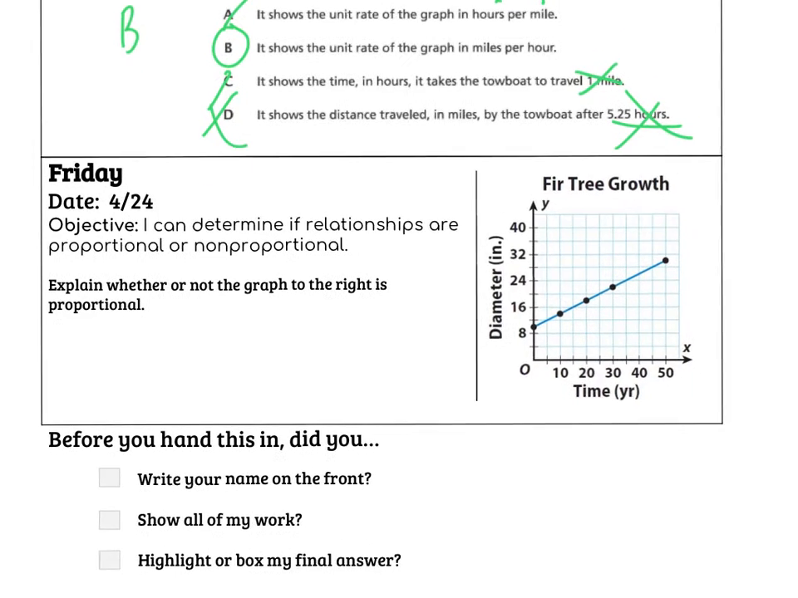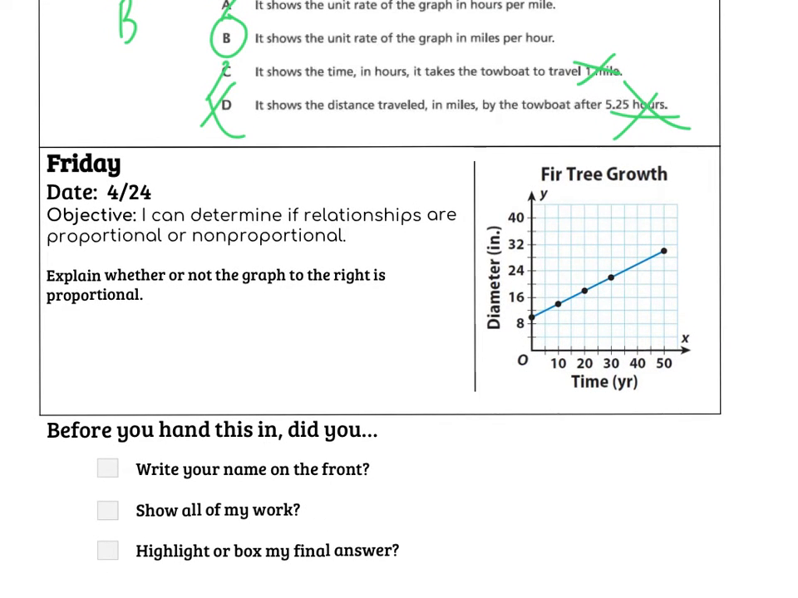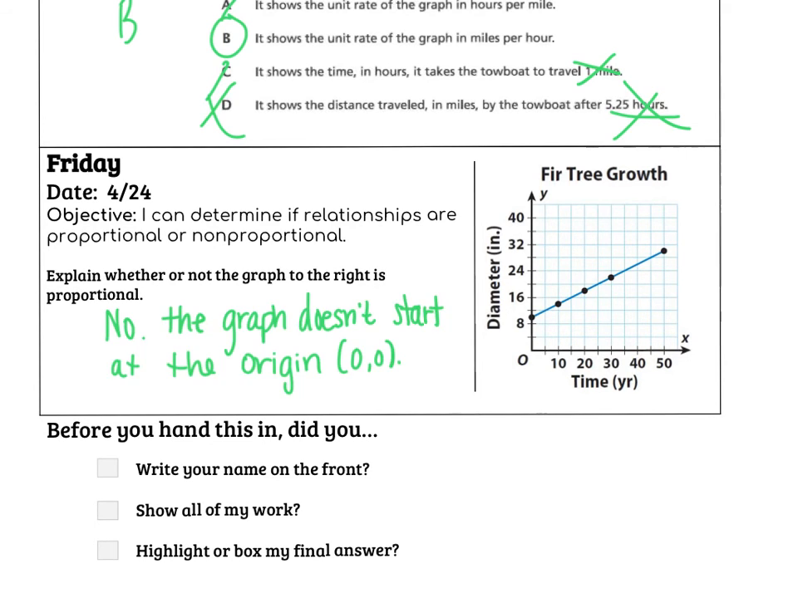All right, Friday's warm-up. I can determine if relationships are proportional or non-proportional. So explain whether or not the graph to the right is proportional. Remember the two things that a graph needs to be proportional. 1, it needs to start at 0, 2, it needs to be straight. This graph is straight, but it does not start at 0. So the answer would be no. The graph doesn't start at the origin, or 0, 0.